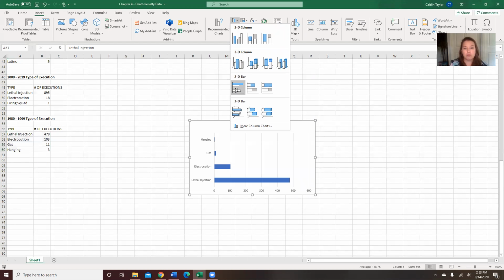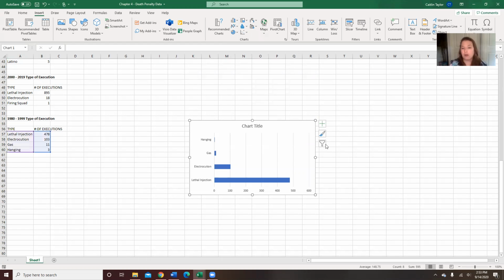You could have also done a bar like this. Lots of different stylistic options to play around with. Mostly what I'm looking for, of course, is that you have something that you can read, that it's an appropriate bar or column, and that you have the appropriate title that says the type of data as well as where the data came from.